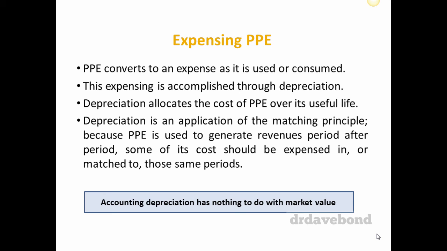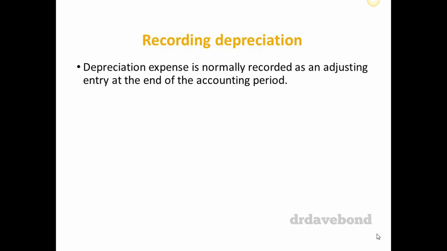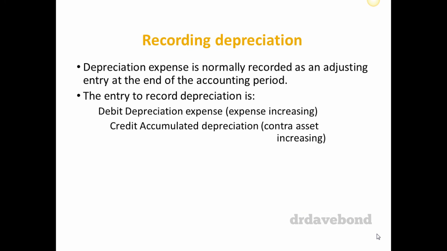I don't disagree that things depreciate in value from just a market value point of view. You drive a new car off the lot, it loses 30%. That's not accounting depreciation. Accounting depreciation is what we're about to look at. It's done at the end of the period, and the entry is simply debit depreciation expense, credit accumulated depreciation. That's an expense, that's a contra asset. We saw it last week.